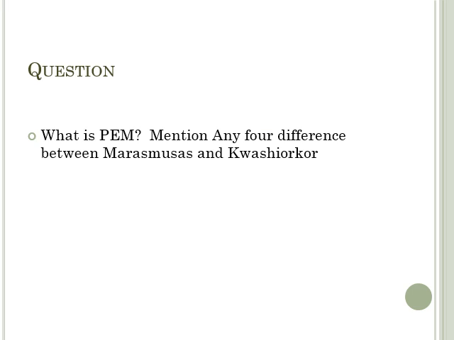Now the questions from this topic are: What is PEM? Mention any 4 differences between Marasmus and Kwashiorkor. Sorry, a small mistake in the spelling of Marasmus. It is M-A-R-A-S-M-U-S.